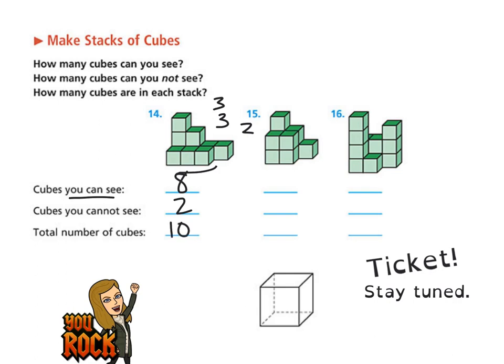So boys and girls, for your ticket today, you're going to solve numbers 15 and 16. Keep in mind you want to start with the cubes that you can see from this angle right away with your eyes. So count up the ones you can see, then figure out where are the cubes that I can't see. Add those totals together and you'll find the total number of cubes in the stack. Remember, a cube is a 3D figure with 6 square faces.